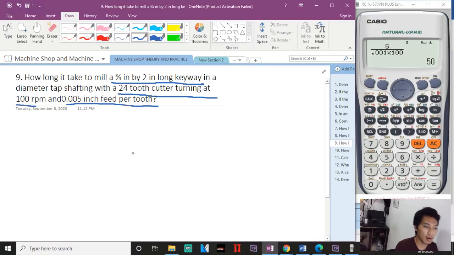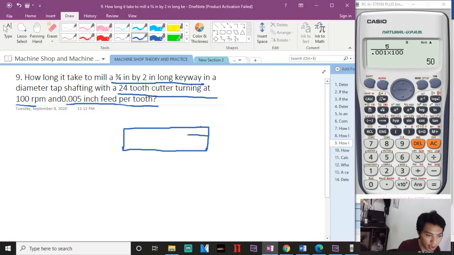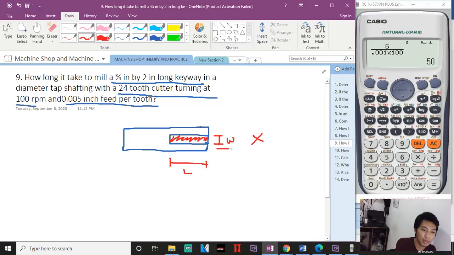When we have a shaft, remember, in a top view, this is the shaft. This is what will be cut by your keyway. The keyway cutter cuts this. So what you will consider is just the entire length of your feed. Don't consider the width of your feed. Don't consider this one. Consider this, the length.